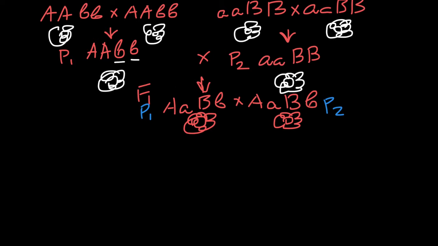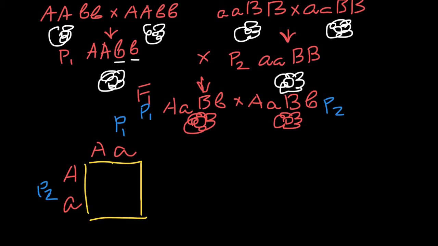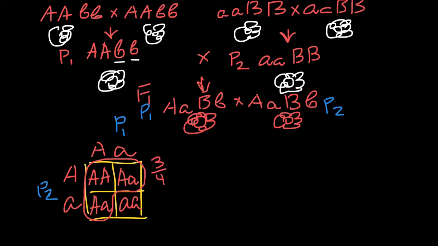Take a look. For example, for the gene A, what's going to happen? Both parents are heterozygous, parent 1 and parent 2. Let's take a look at what's going to happen in their progeny. Capital A capital A here, capital A small a here, capital A small a here, and small a small a here. And you see that 3/4 of such a cross would produce normal protein for the gene A, which would result in red pigment in flowers.